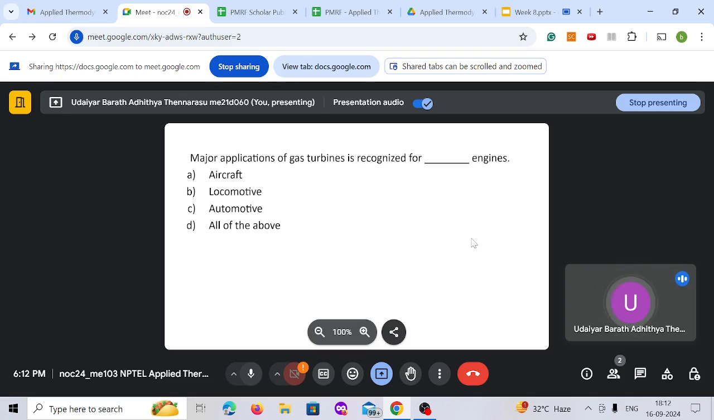So starting with some multiple choice questions. The first is, major applications of gas turbines are recognized for dash engines: A. aircraft engines, B. locomotive engines, C. automotive engines, D. all of the above.